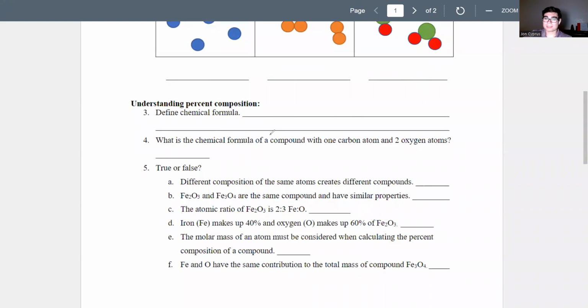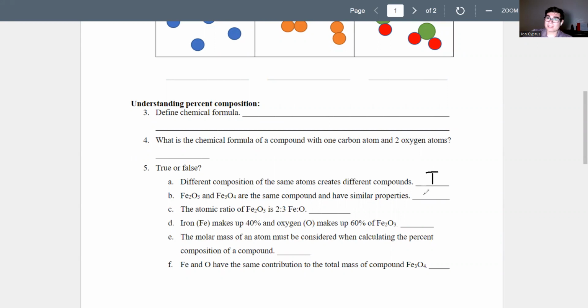5, true or false? It says different compositions of the same atoms create different compounds. This is true. You can arrange atoms in different ways, have more or less of a certain atom, and this will give you different compounds, very, very different compounds. So you'll see more of that later.